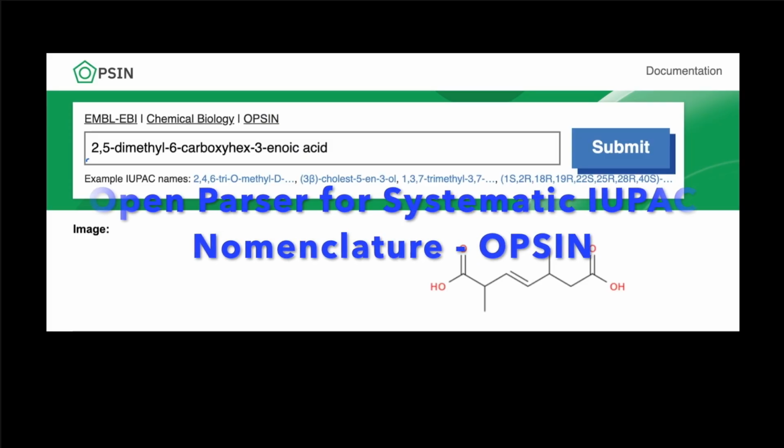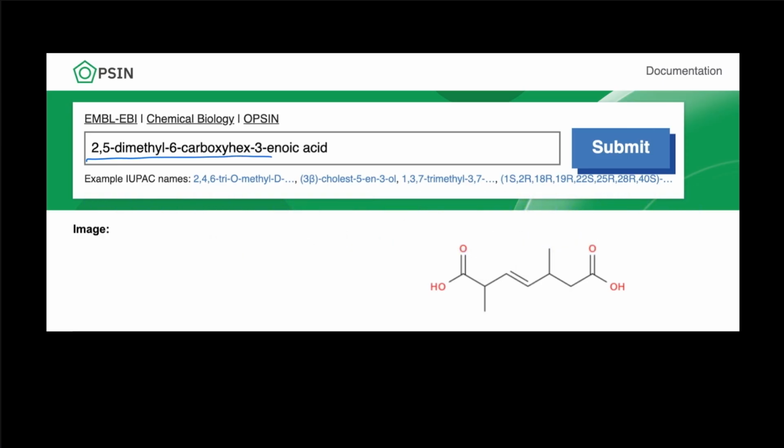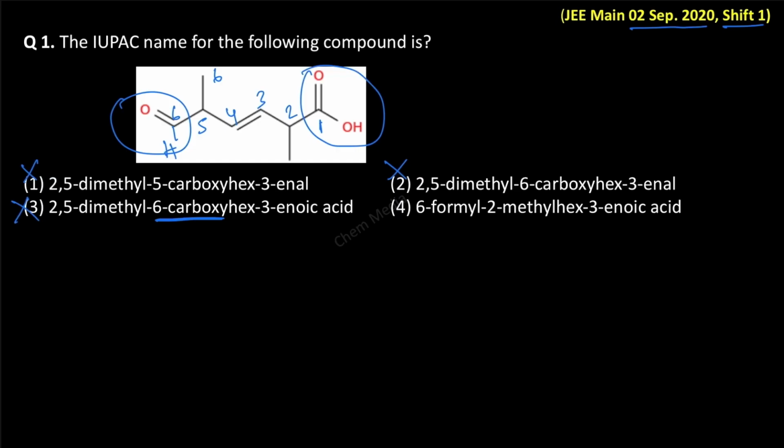So if we write 2,5-dimethyl-6-carboxyhex-3-enoic acid, then let's do the numbering: 1, 2, 3, 4, 5, 6. You see at the 6th position we are writing a carboxylic acid. So therefore that name is definitely wrong. And by the way, geometrical isomerism is not considered for this example. In case I haven't said it, geometrical isomerism is possible, but for this name we are not considering geometrical isomerism. So therefore option 3 is wrong.